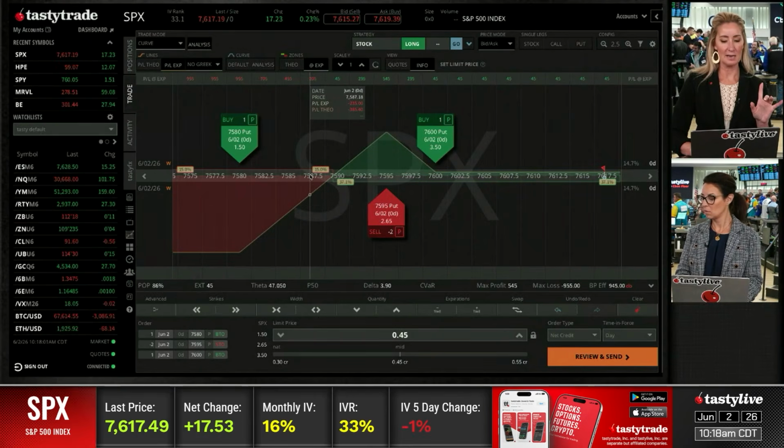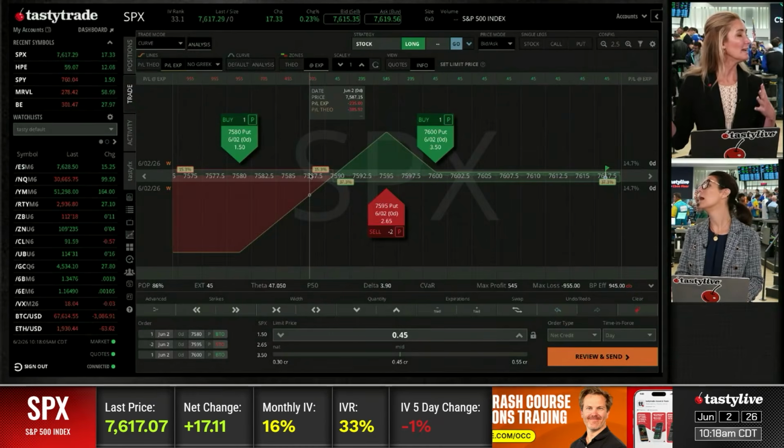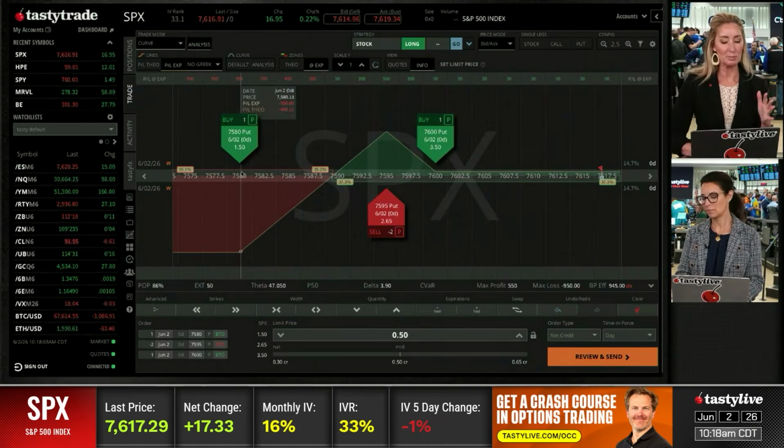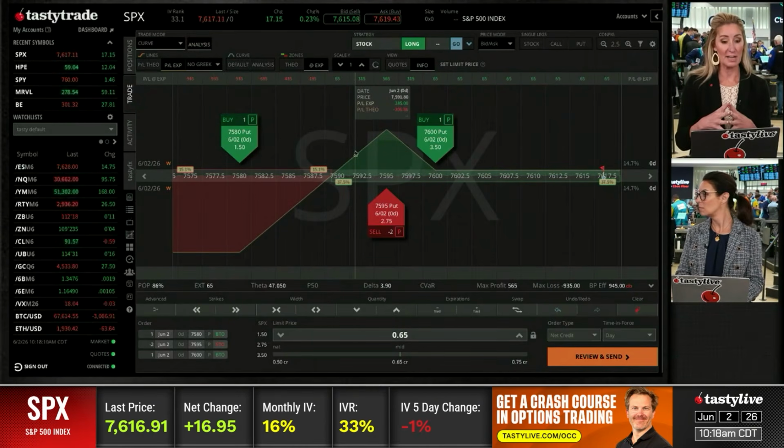But say it closes at 75.87. I'm out $30. It's not unless it blows completely through it, and it can, but it is defined at order entry.